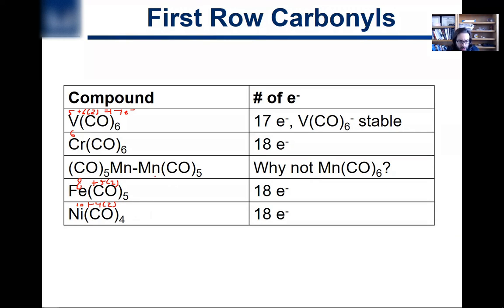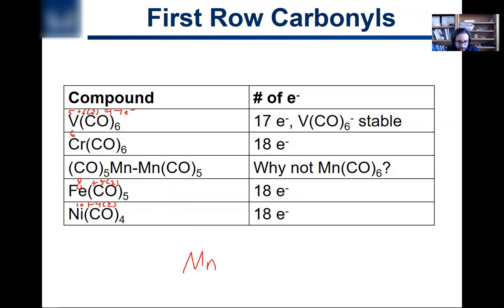What about this manganese one? This looks pretty interesting. How does that work? Well, if you have manganese as just a monomer, not a dimer like this, manganese hexacarbonyl, that would have 19 electrons. So that's not going to happen. But what it can do instead is form a 6-coordinate complex, right? 6 coordinate is a very common geometry, so it's stable from that standpoint. That also has 18 electrons.